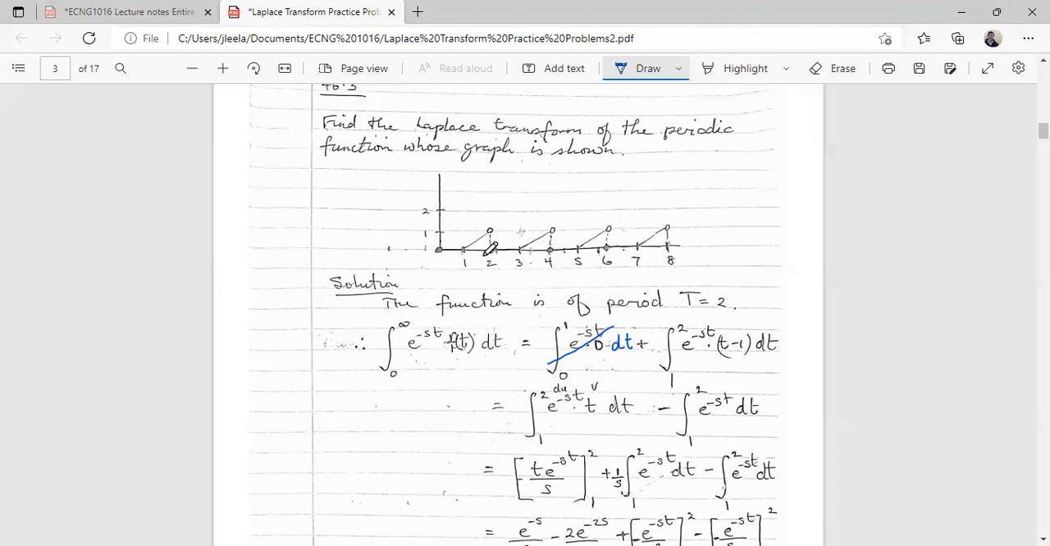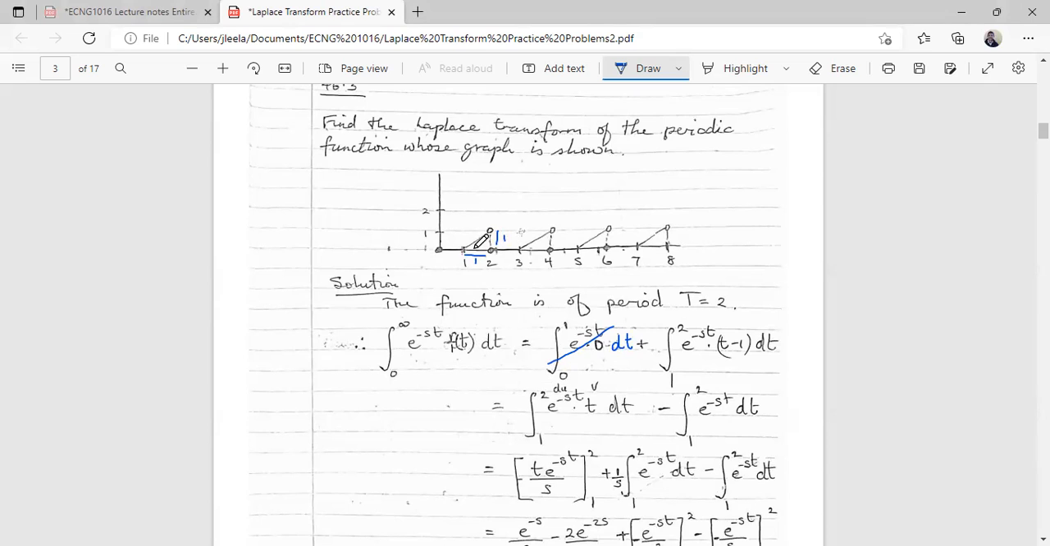Between 1 and 2, we have to determine how the graph is defined here. If you notice the rise, we could find out the slope, the rise over the run. The rise is 1 and the run is 1, so 1 over 1 is 1. So the slope here is 1.